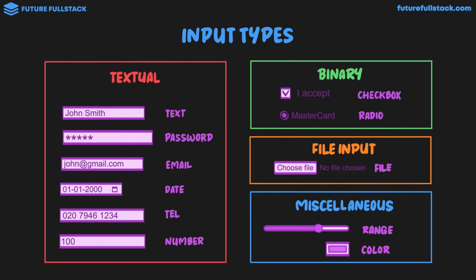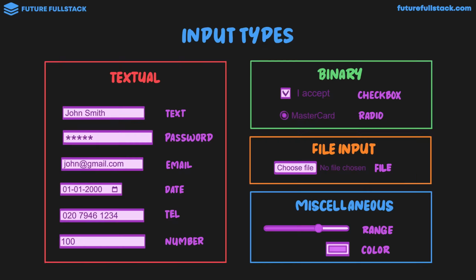Now, text inputs will be the focus of this chapter, and they are the most commonly used input type, and we will be using them throughout our Quill project. As I mentioned before, we'll be looking at binary types a bit later, but we won't be looking at file input and miscellaneous, as they are not as commonly used. And for now, it's better to focus on the important ones.